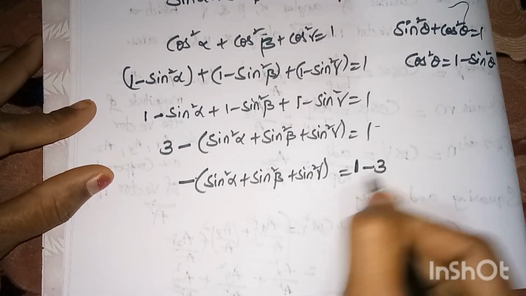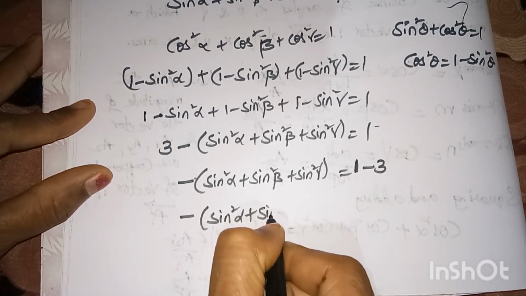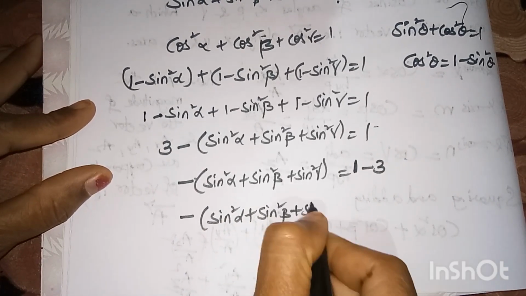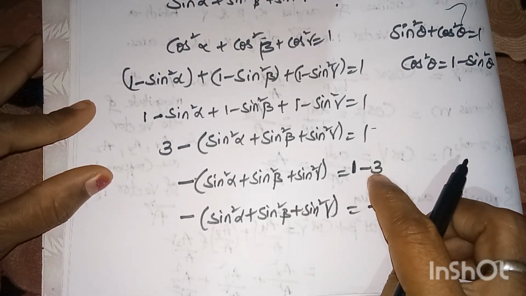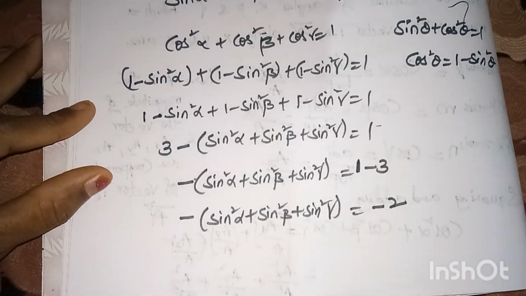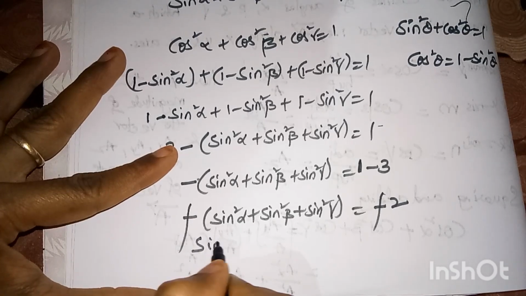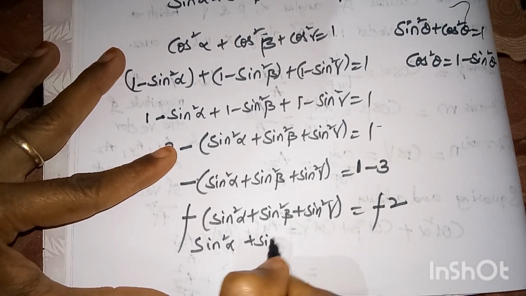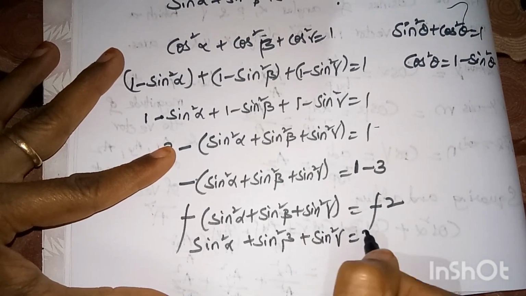1 minus 3. 1 minus 3 means minus sin square alpha plus sin square beta plus sin square gamma is equal to minus 2. Here the highest number's sign is minus, so 1 minus 3 is minus 2. So minus minus will be cancelled. So sin square alpha plus sin square beta plus sin square gamma is equal to 2.